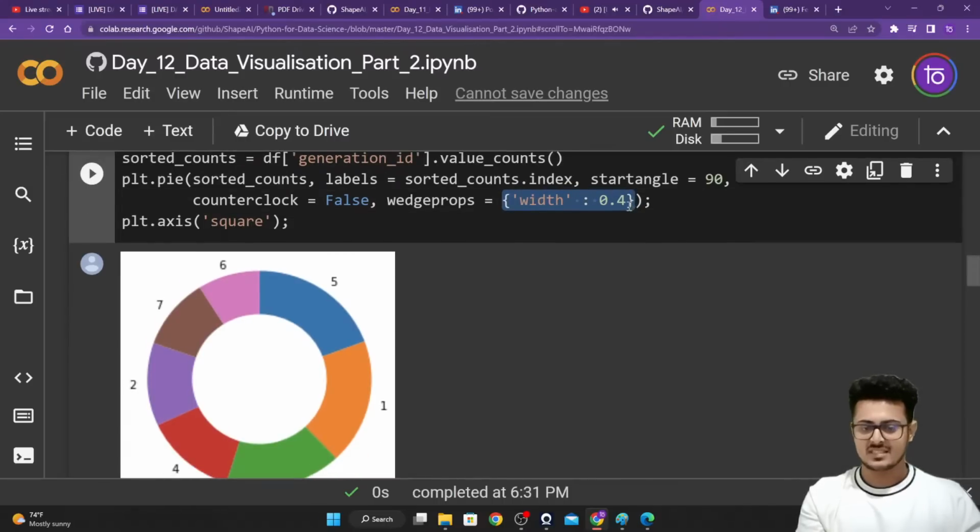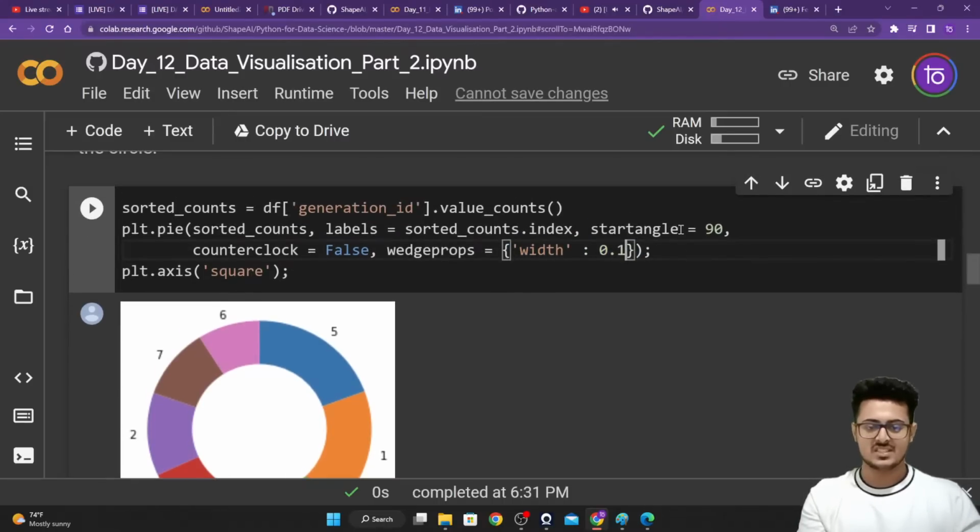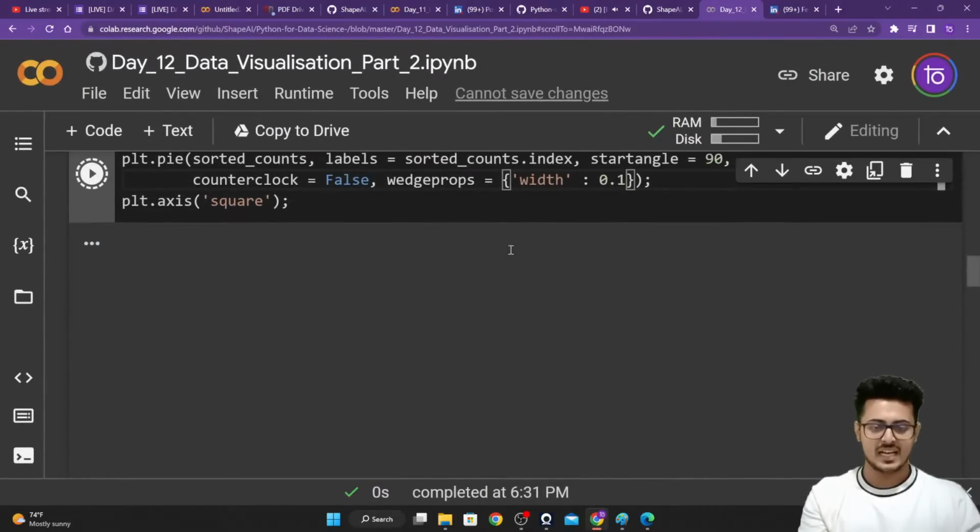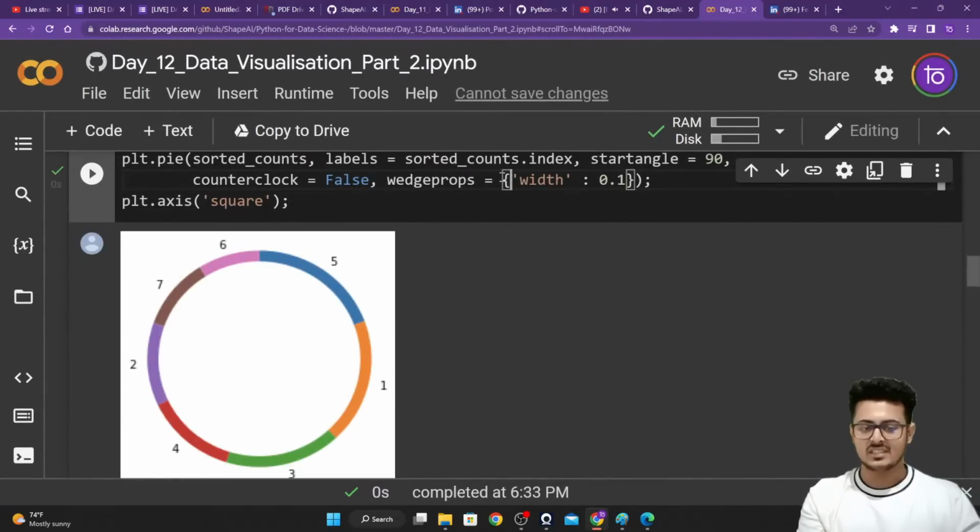Okay, let's convert this width to 0.1. Width is equal to 0.1, and let's save it. Okay, and we'll run this line of code. As we're able to see, whatever width you mention right over here will be the width of your donut. Do you want the donut to be pretty thin in nature?